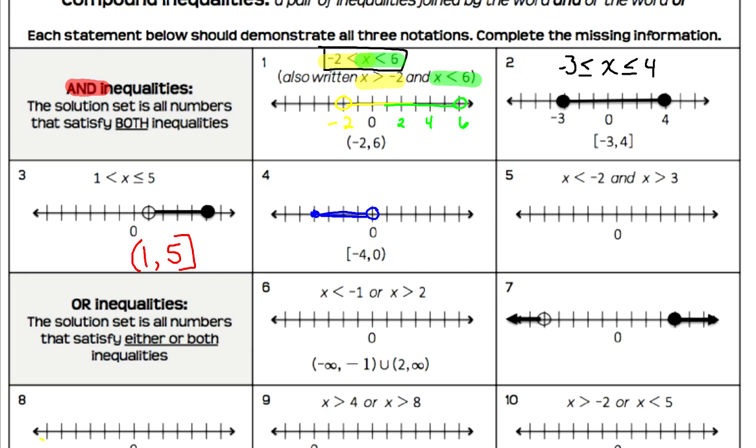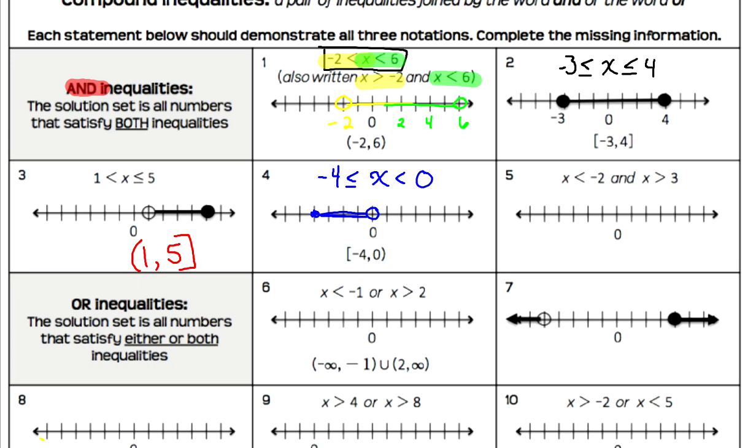So my inequality, again, I'm going to put the x in the middle. My lower number is -4. That one's a closed dot or a bracket, so it's going to be x is greater than or equal to that, going up to the x value of 0.